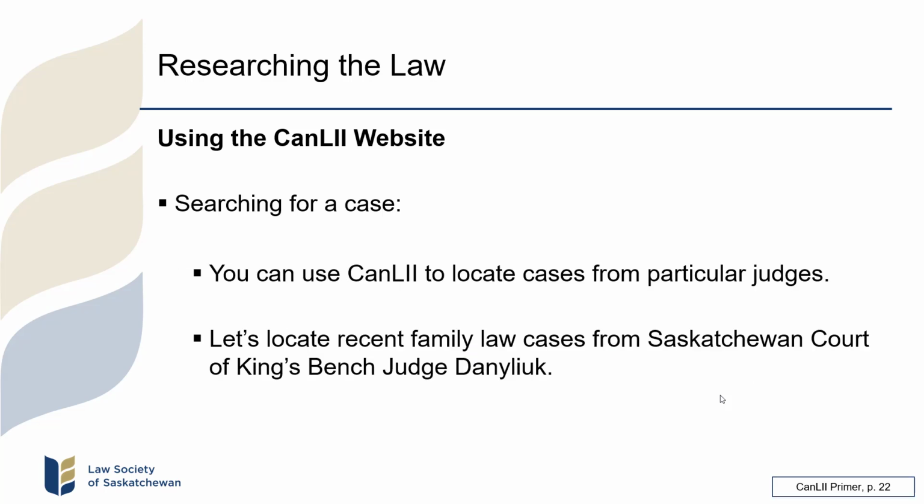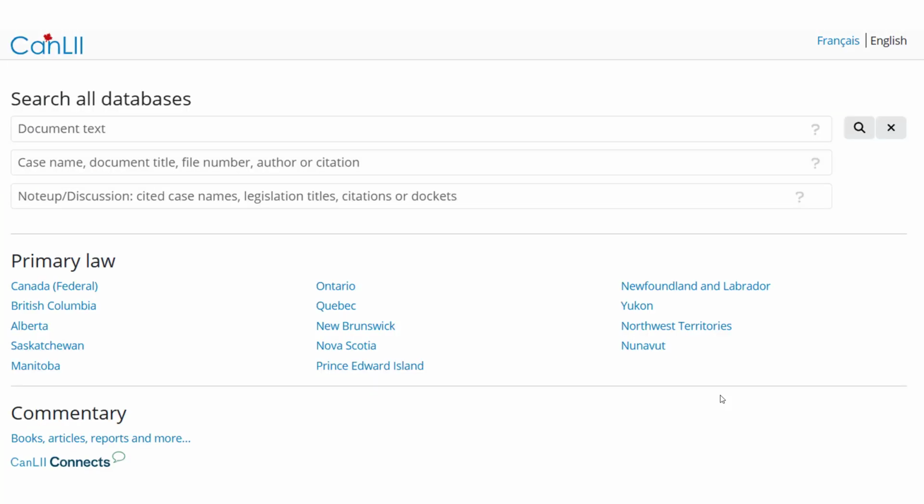Next, you may want to find cases that have been decided by a specific judge. For example, let's locate recent family law cases from Saskatchewan Court of King's Bench Judge Daniluk. For this search, we will return to the CanLII homepage.